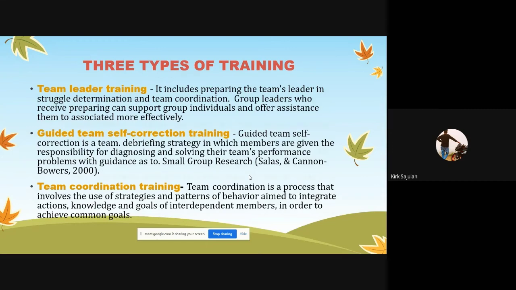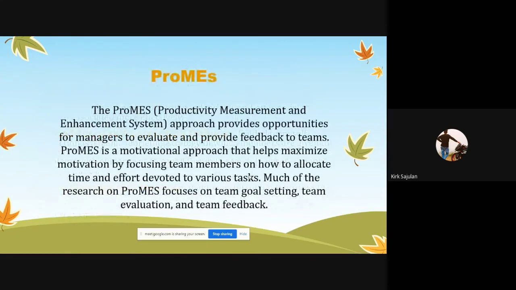And next is the PROMES. Productivity measurement and enhancement system. The approach provides opportunities for managers to evaluate and provide feedback to teams. PROMES is a motivational approach that helps maximize motivation by focusing the team on how to allocate time and effort devoted to various tasks. Much of the research on PROMES focuses on team goal setting, team evaluation, and team feedback.